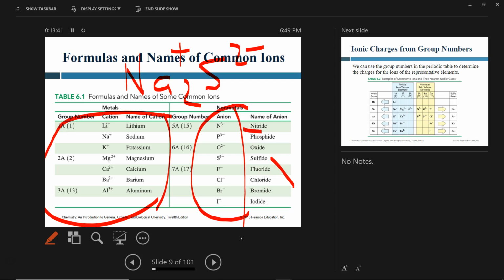Does that make sense? So for instance, I may ask you, write down which of the following is sulfide. Well, it's not too hard of a question, is it? Or O2 minus is what? Oxide. Does that make sense? Got it? Cool. We have to memorize all this.